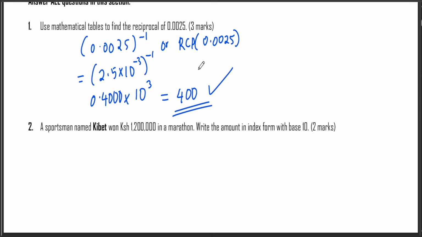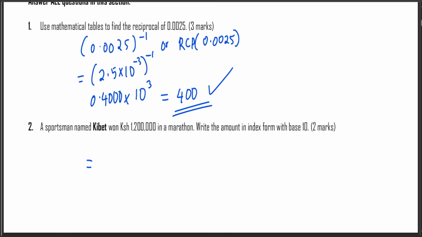Now question 2. A sportsman named Kibet won 1,200,000 in a marathon. Hiyo haijapigwa taxation. Write the amount in index form with base 10. Okay, with base 10. Okay, now you write first in standard form.